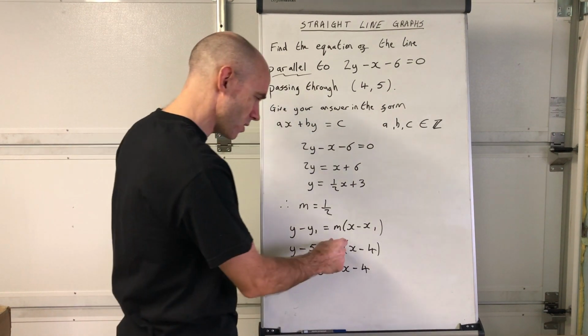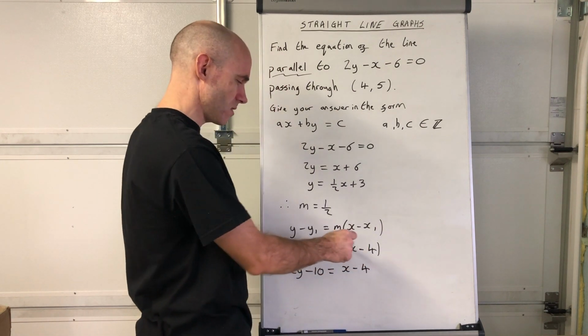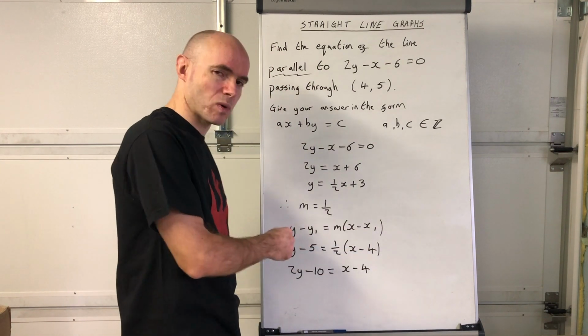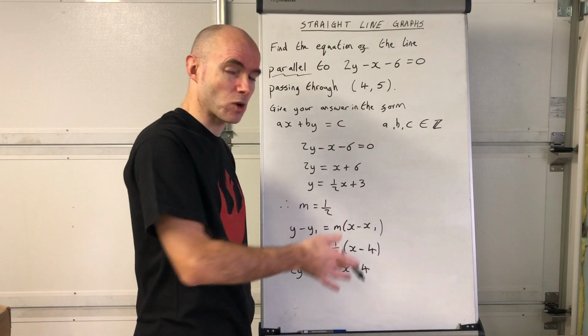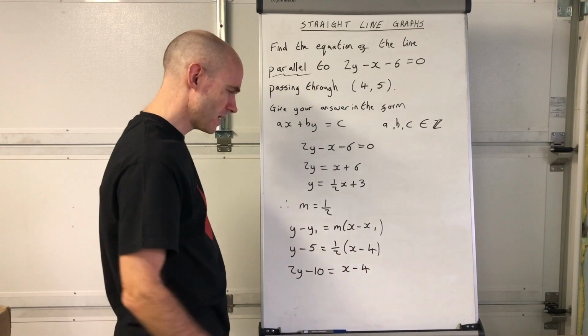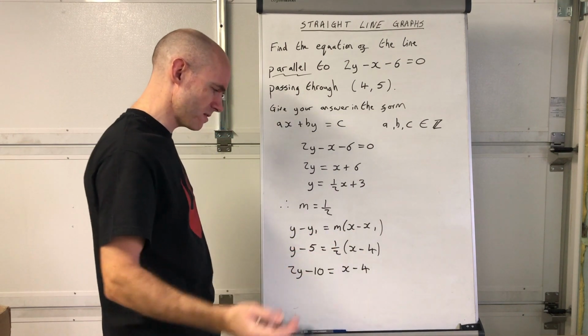Otherwise, you'd expand the brackets, and then you put all the x's and y's into one side, and then you'll end up with the coefficient of x not being an integer. You have to multiply it by 2. Just doing it from that stage saves a bit of time.